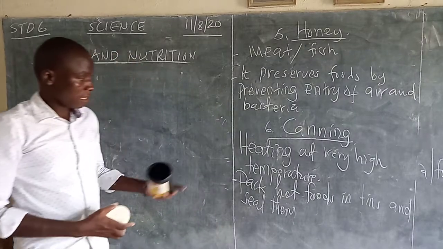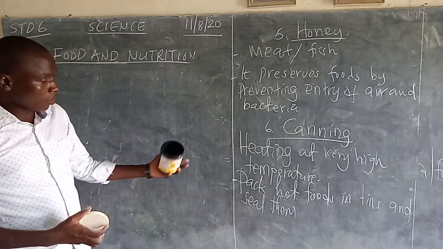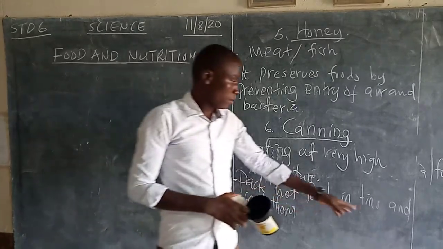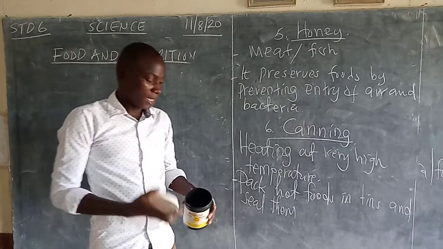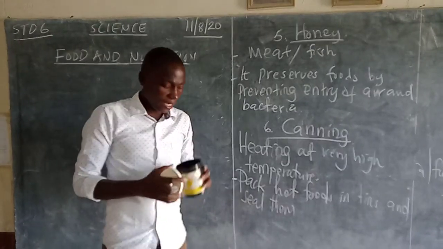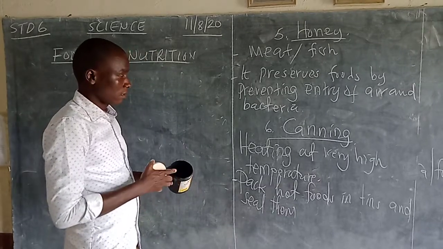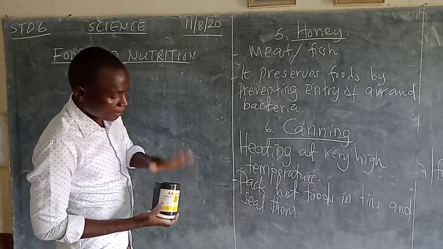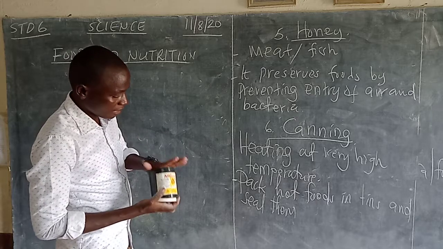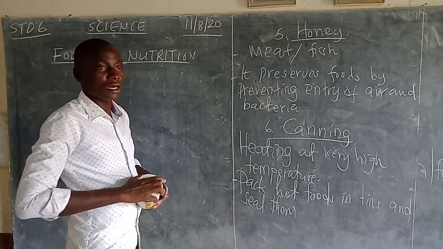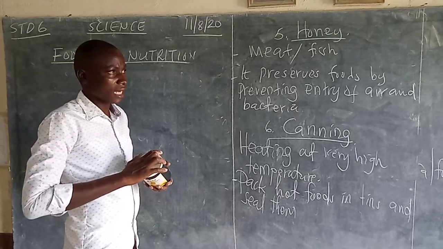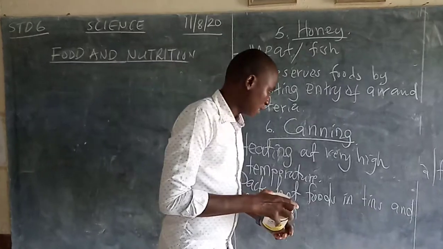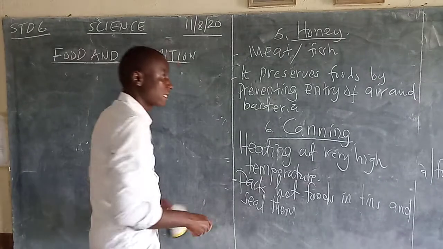You have heated food to a very high temperature. Before cooling, you take the food and put it in a container, preferably a metallic container, and then you seal immediately. When you are filling, you fill food to the brim. The brim, what do I mean? You fill food completely. You don't leave space. Then don't give it time. You seal it when still hot. Pack hot foods in tins and then seal them when still hot.